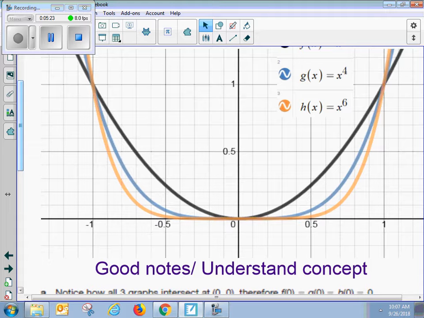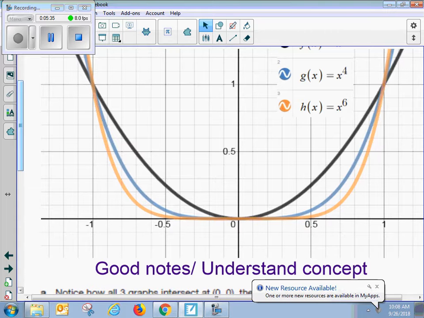Would the graph spend more time close to the x-axis between -1 and 1 than the black graph, or would it spend less time? More. So the bigger the exponent, the more time it gets spread out like that, like almost looks like a horizontal line there between -1 and 1. So now I want to show you how come, what's happening.